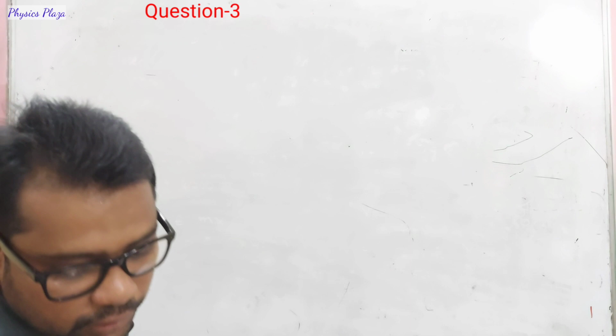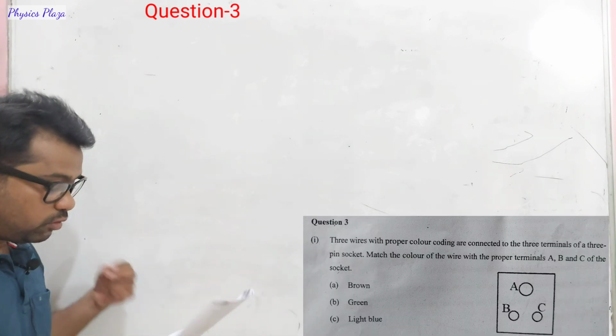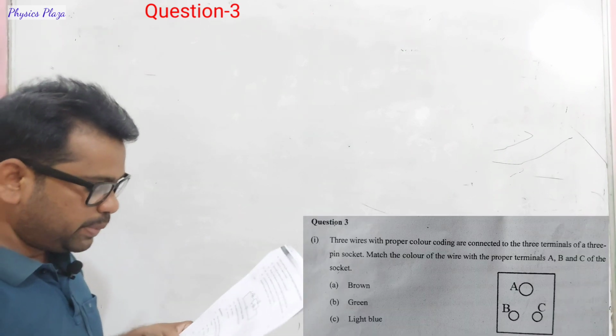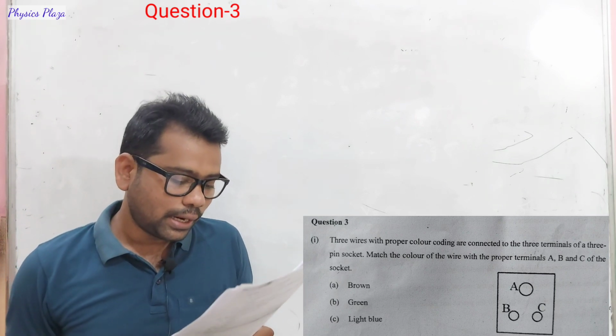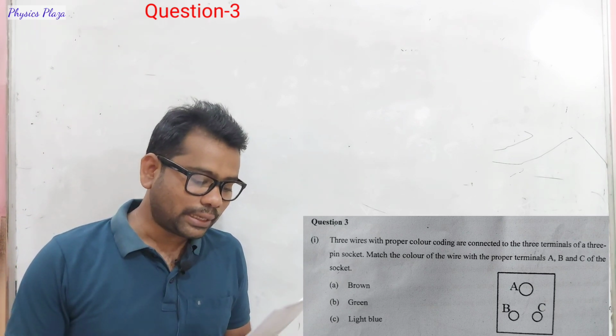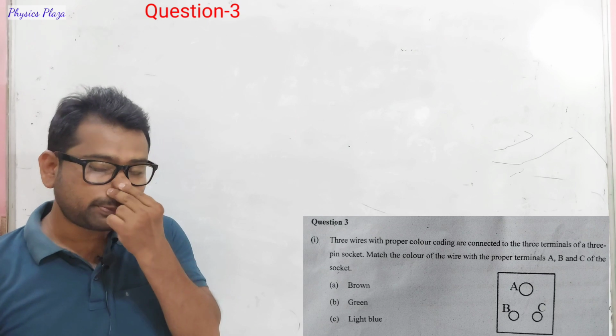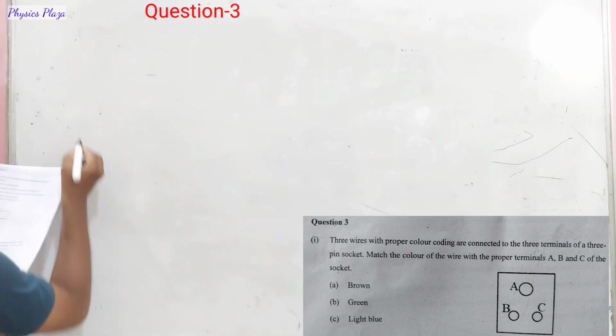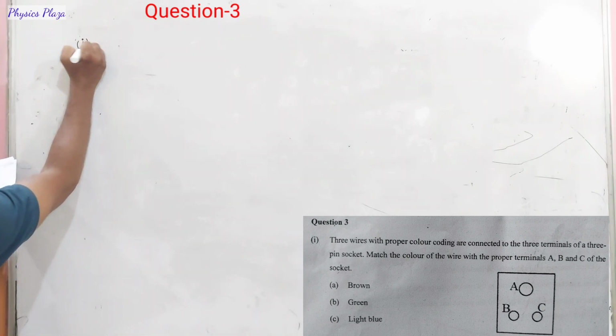Fine, children. Look at question number 3 here. In question number 3, A, B, C are given. A socket is given, children, and 3 colors are given: brown, green, light blue. So children, this question is based on color coding. So question number 3, first bit.